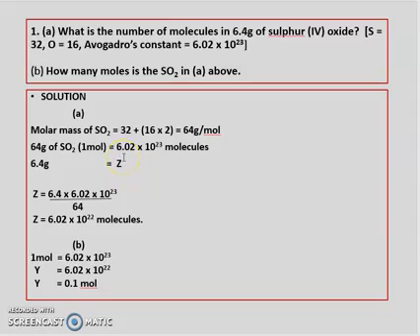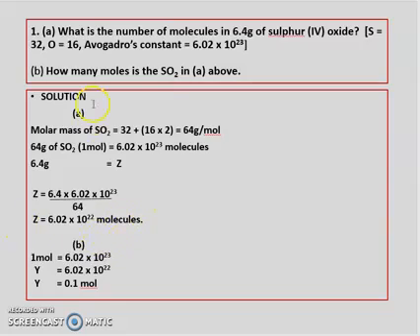So let the molecule be Z. To find Z, cross multiply, you have Z equals 6.4 times 6.02 times 10 to the power 23, then divided by 64, which will give you 6.02 times 10 to the power 22 molecules. So Z is equal to this.